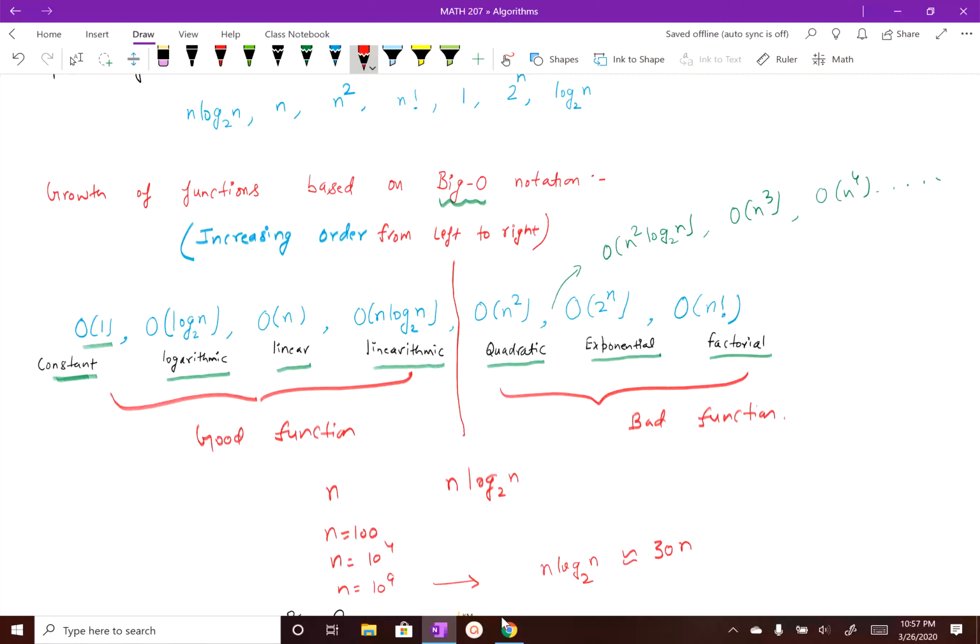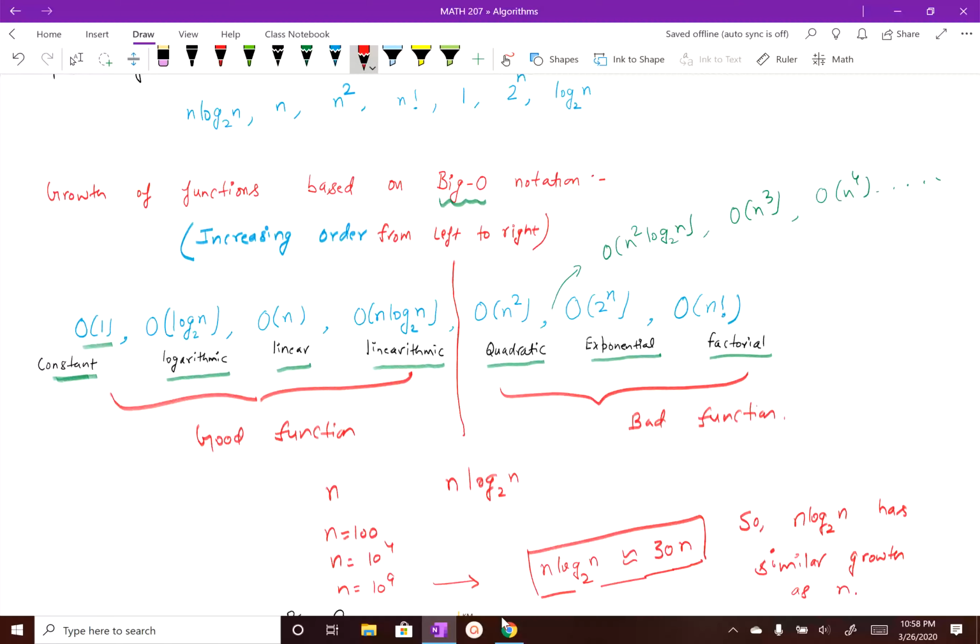Okay, and because of this result, you can say this n log of n function has a very similar growth as your linear function. So you can say n log base 2 of n has similar growth as n.